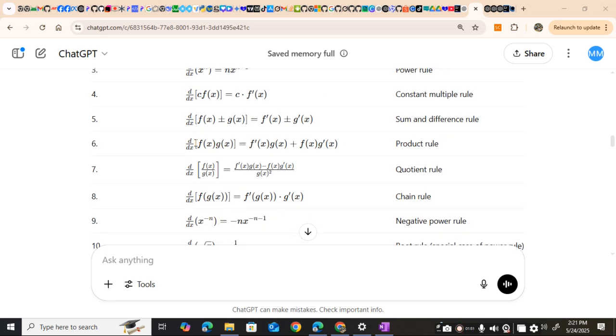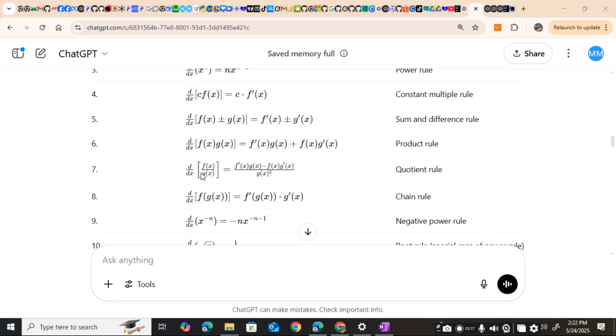Now how about for number 6, a product of f of x and g of x? Here we have to take the derivative of f of x, then multiply it by g of x, and add it to f of x multiplied by the derivative of g of x.